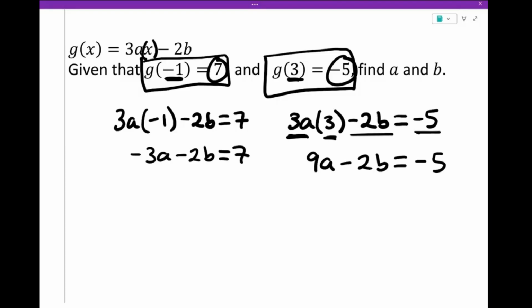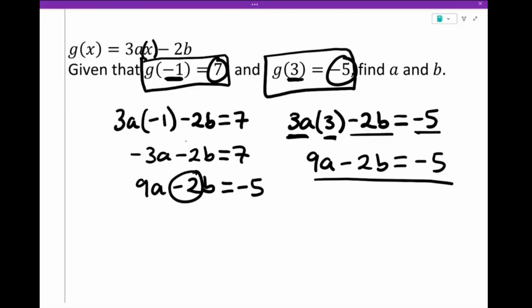Now what I'm going to do is just write this second equation over here beneath the other one. So I'm going to say 9a subtract 2b is equal to -5. So we have a pair of simultaneous equations that I need to solve. Now if we look at the b's, we've got -2b and -2b here. So we shouldn't have to multiply the equations by anything. We are now in position to either add or subtract. Now if they're both negative, we are going to want to subtract my equations like this.